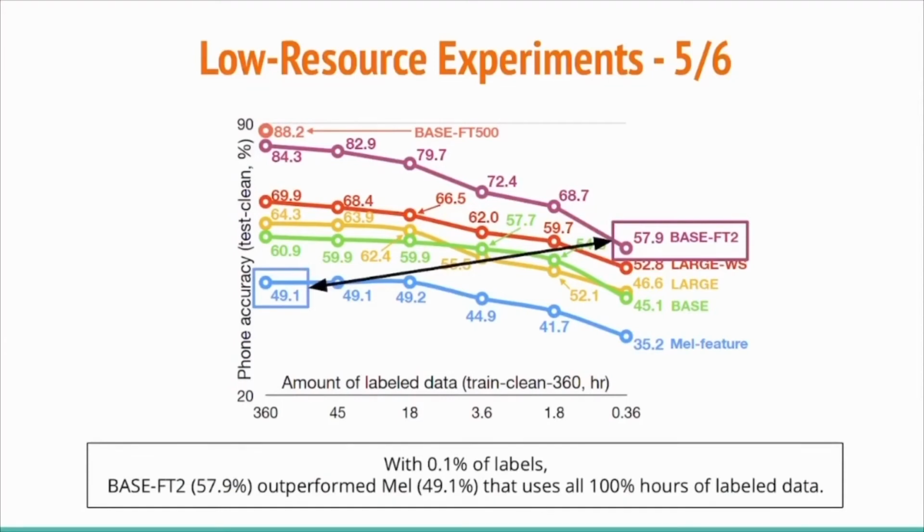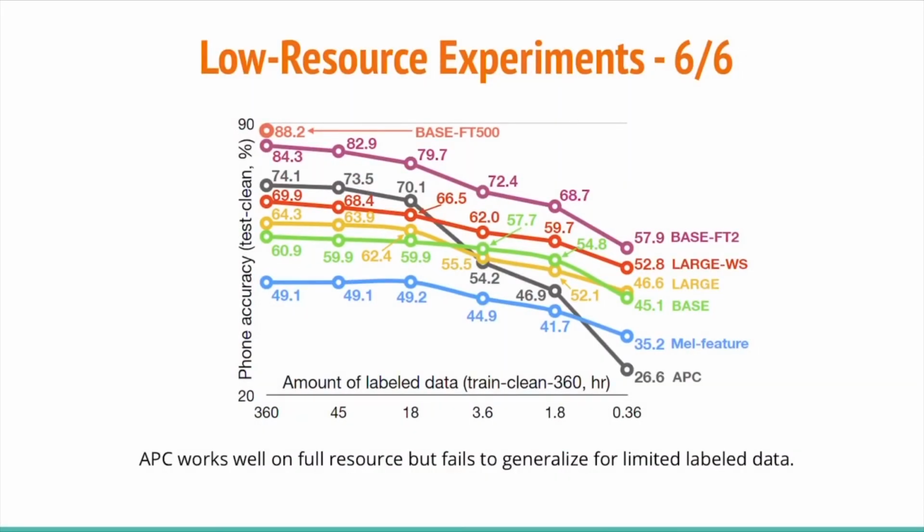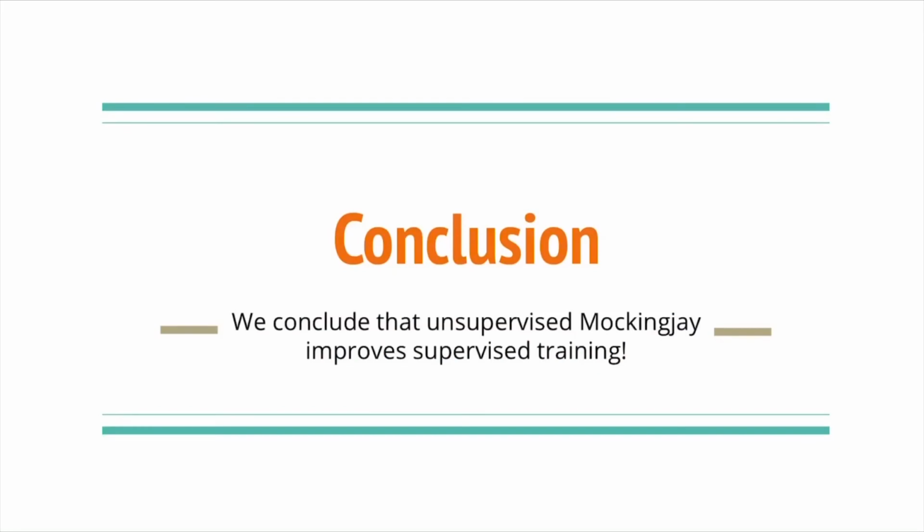Note that with only 0.1% of labels available, base FT2 outperformed mel features that use all 100% of labeled data. We highlight these 2 data points in purple and blue boxes. And finally, the APC approach performs well on the full resource, but fails to generalize for a limited amount of labeled data. We conclude that Mockingjay pre-training substantially improved performance on supervised tasks that require human annotations.